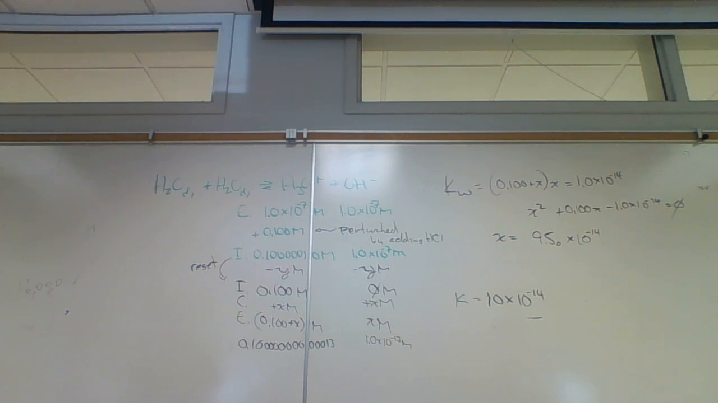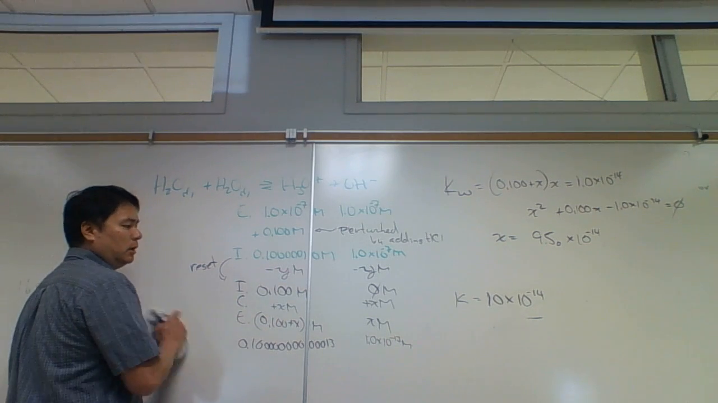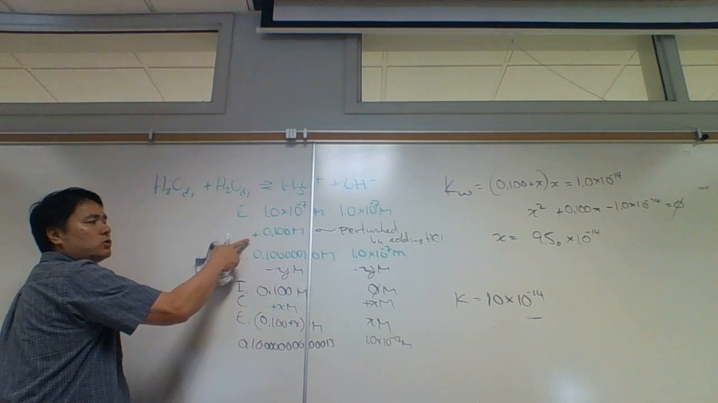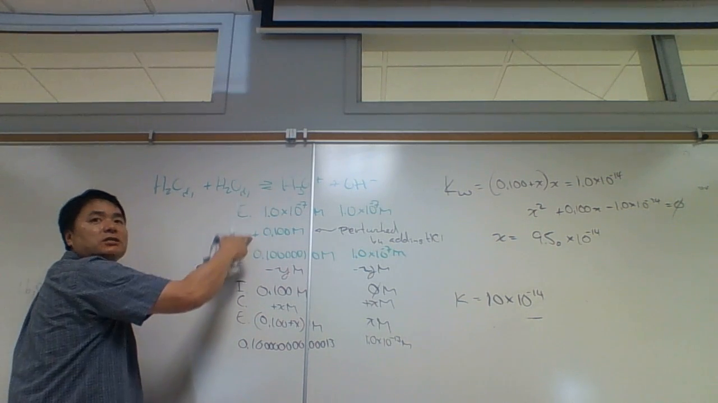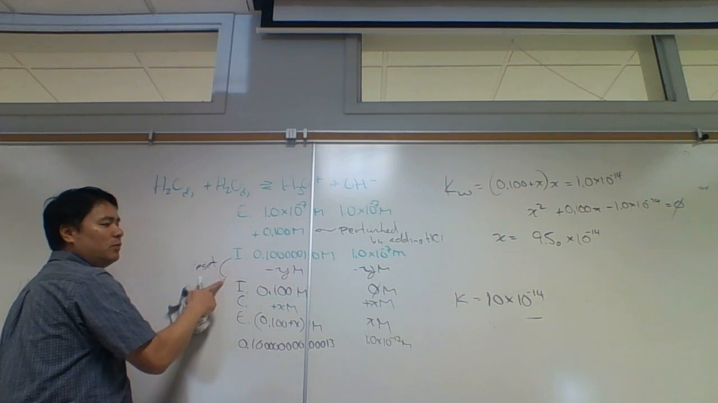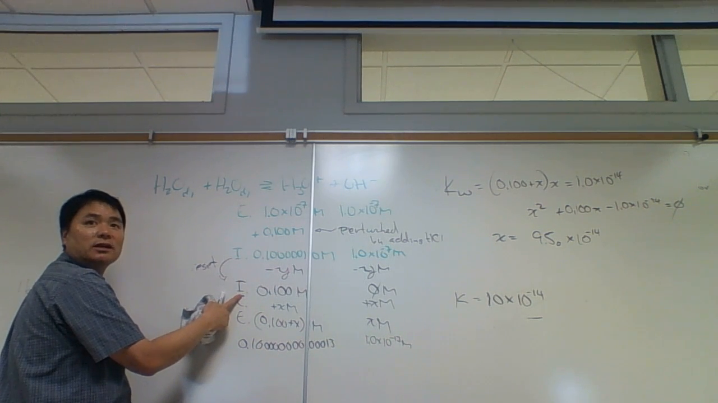So don't get discouraged. Let me show you what the book does, and this is the way we're going to do it too. What we did was this. We had a system at equilibrium. We perturbed it by adding some hydronium from HCl. And then we got new initial conditions, and then we reset the new initial conditions, right?